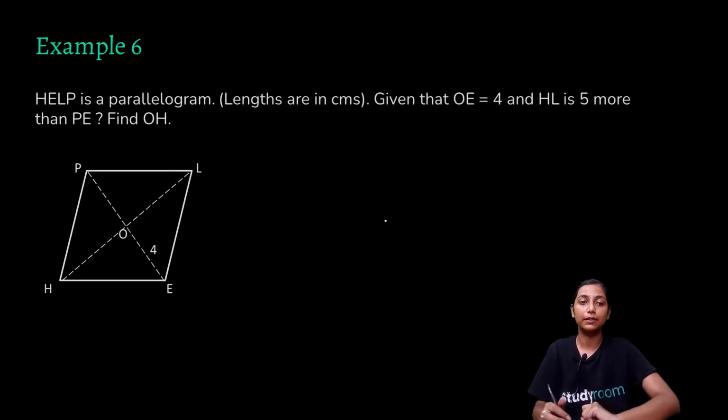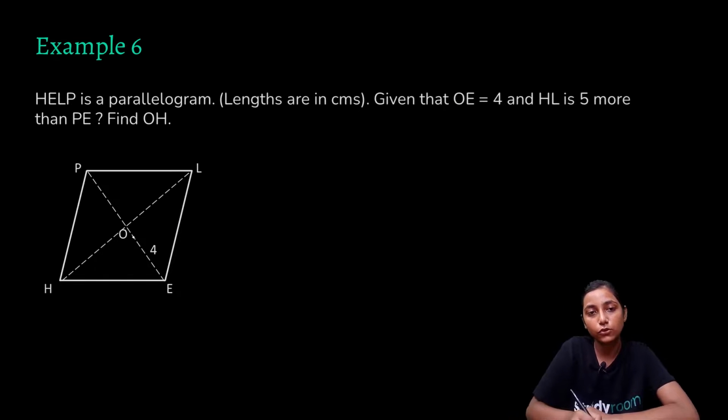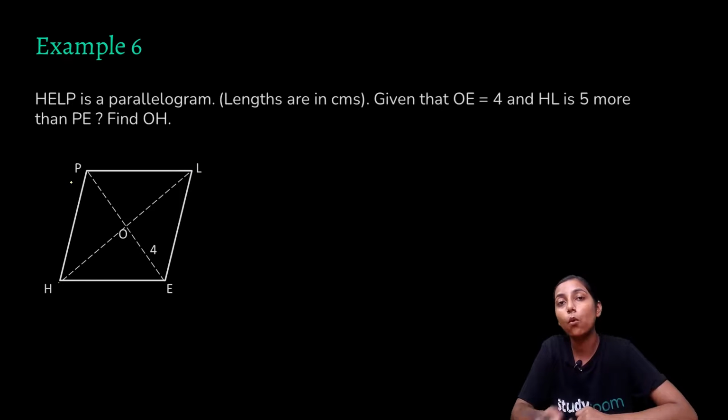We have this example number 6. We need to use this property for the solution of this example. HELP is a parallelogram, that is given to us. Given that lengths are in centimeters, and also OE equals 4 centimeters. We are given OE to be 4 centimeters and HL is 5 more than PE. This HL diagonal is given to be 5 more than PE.